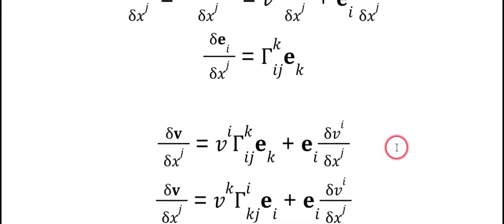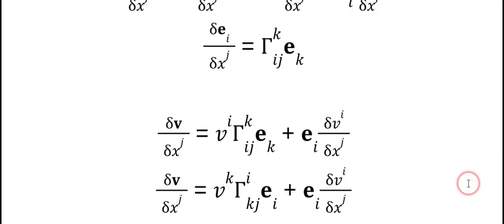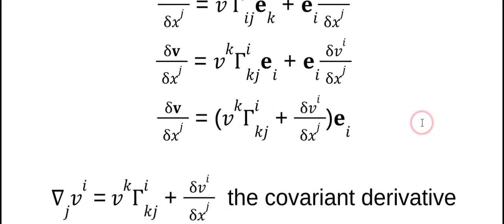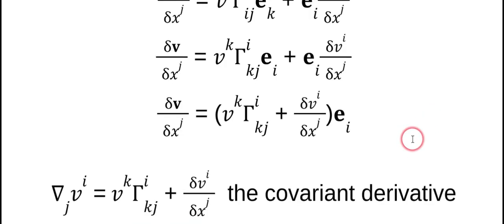Now I'm going to do some swapping of the summation indexes, the dummy indexes. I'm going to swap i's for k's. Do you see what I did? I swapped them. Now I can factor out an e_i. In doing so, I can put a bracket here, and this piece is defined as the covariant derivative. It is the generalized form of the partial derivative.